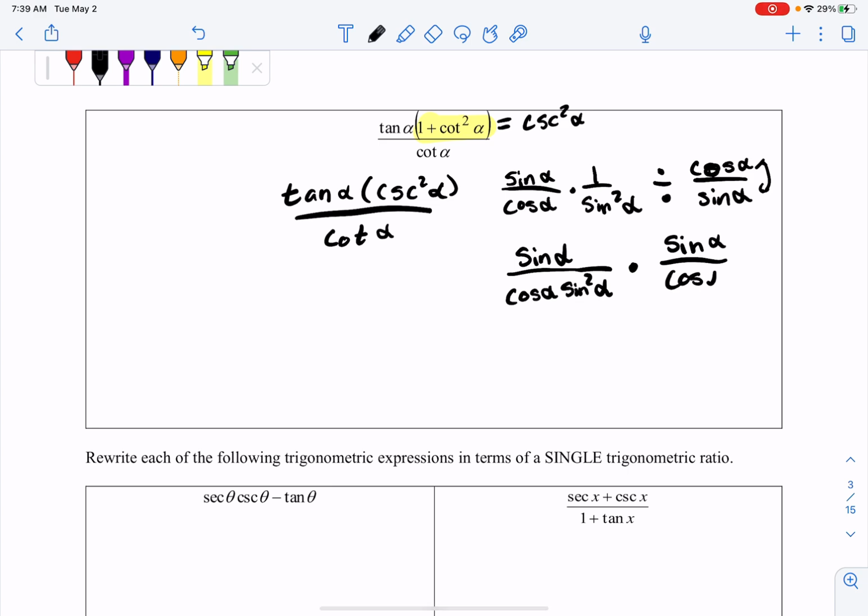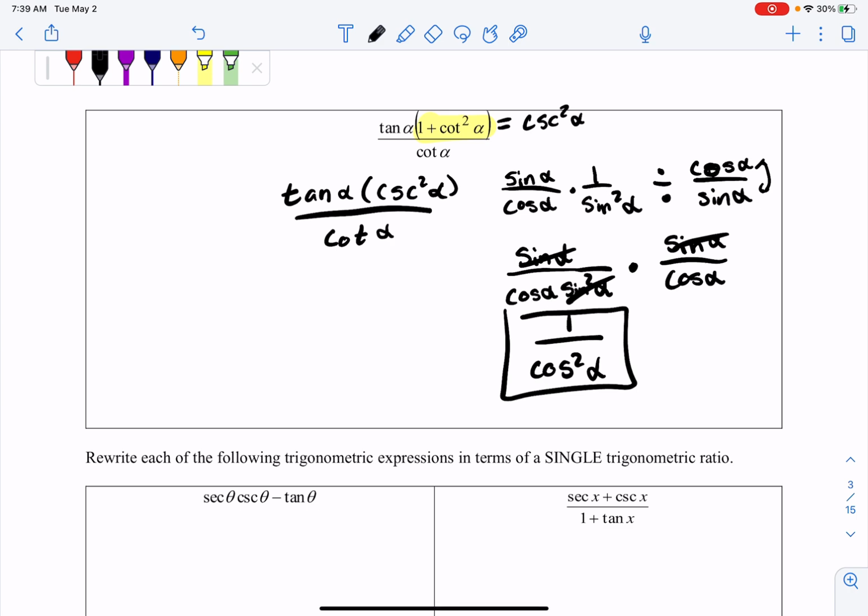Okay, so now when I multiply, I'm going to have sine squared alpha on the top, and I'm going to have sine squared alpha on the bottom, so those things are going to cancel out because I have a sine here and a sine here, which is going to cancel with both the sines there. So this leaves me with 1 over cosine squared alpha, and that's not getting any simpler, and it's in terms of cosine. So that's exactly what we needed to do on that problem.